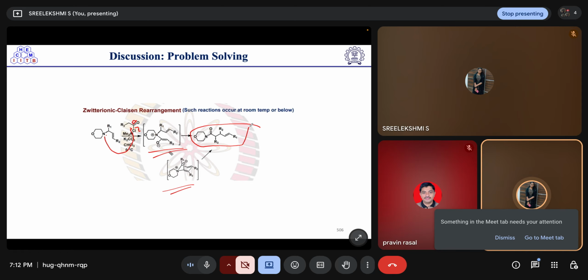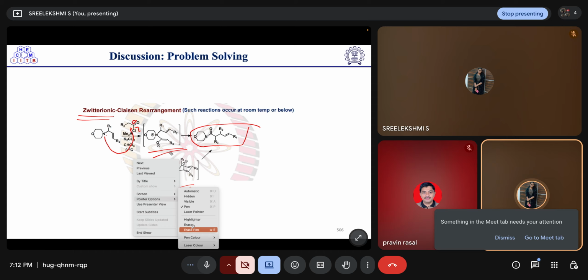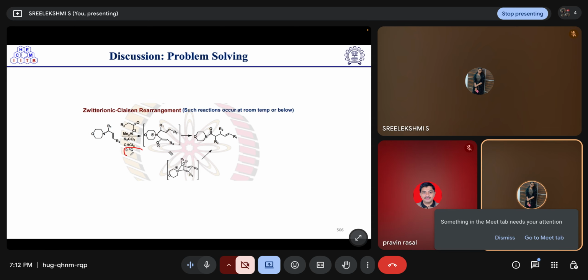So why is it called zwitterionic Claisen rearrangement? Here positive charge and here negative charge are present in the same compound, that's why it is classified as zwitterionic Claisen rearrangement. Here, as we can see, it is taking place at 0 degrees Celsius. Usually Claisen rearrangement will need at least more than 200 degrees Celsius for the reaction to complete, and here this type of reaction will occur at 0 degrees Celsius or below that also.